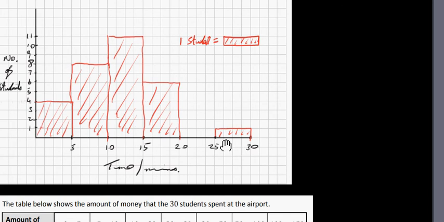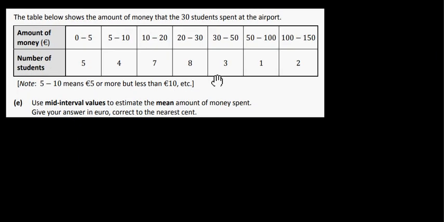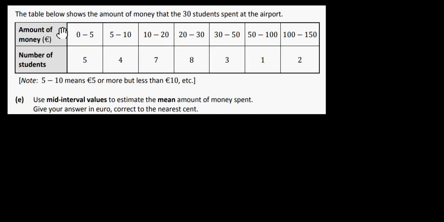Okay, so let's look at the next part of this question. The table below shows the amount of money that the 30 students spend at the airport. So again, it's a group frequency table, so we have 0 to 5, 5 to 10, 10 to 20, 20 to 30, 30 to 50. So the groups here are different in this particular case. They're not all evenly spaced. And again, the little note here just says 5 to 10 means 5 but less than 10.